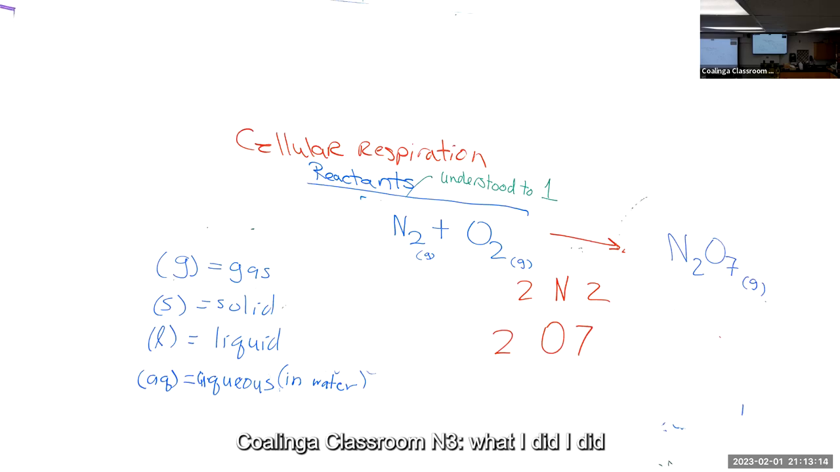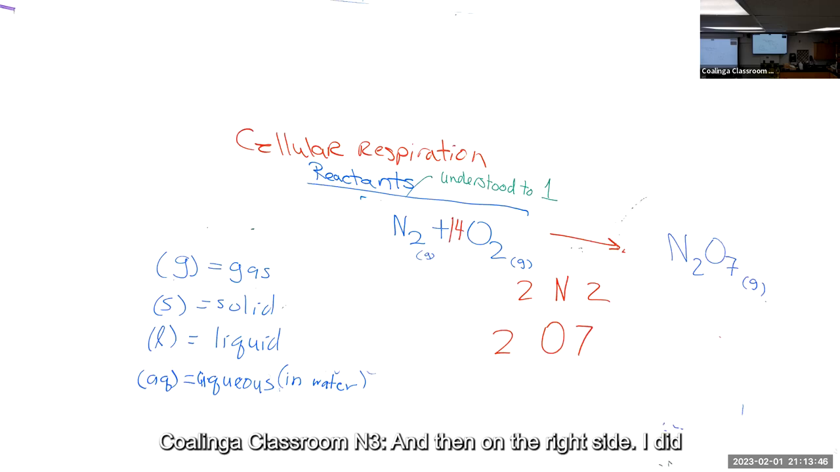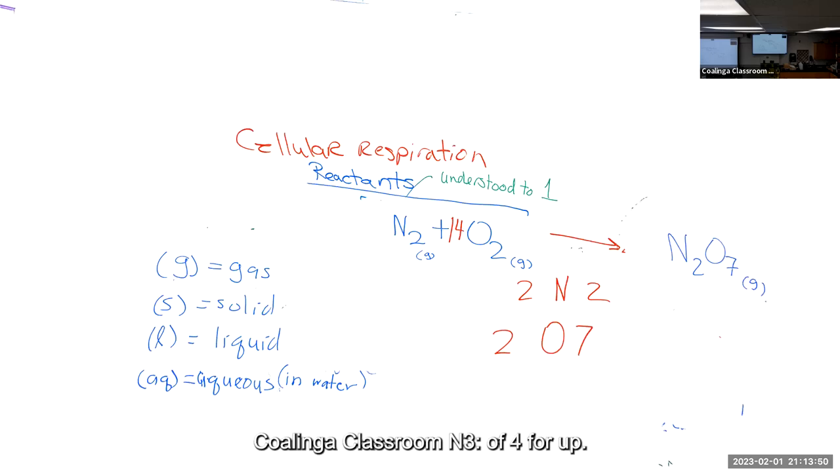So what I did, 12 on the reactant side, 28. No, excuse me. No, hold on. I did 14 on the reaction side. And then on the right side, I did 7 times 4, or 4 for oxygen. But I can't just put 4 by the oxygen. Oh, yeah, I didn't even see that. Okay. Start again? Yeah.